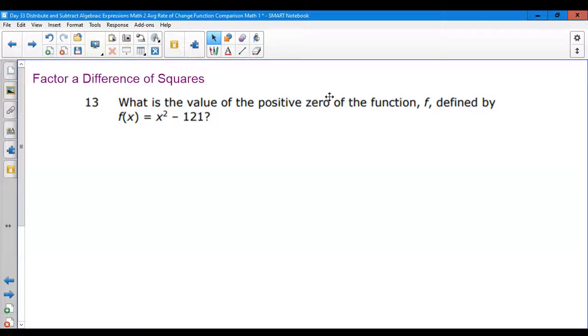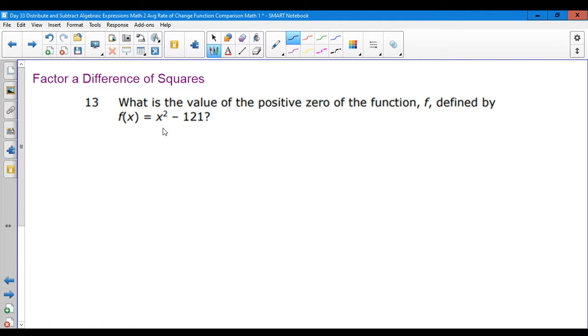Let me see if I can explain number 13 here. What is the value of the positive zero of the function? So there's these things called zeros. You have to factor this binomial in this case, and it is what we call a difference of squares.